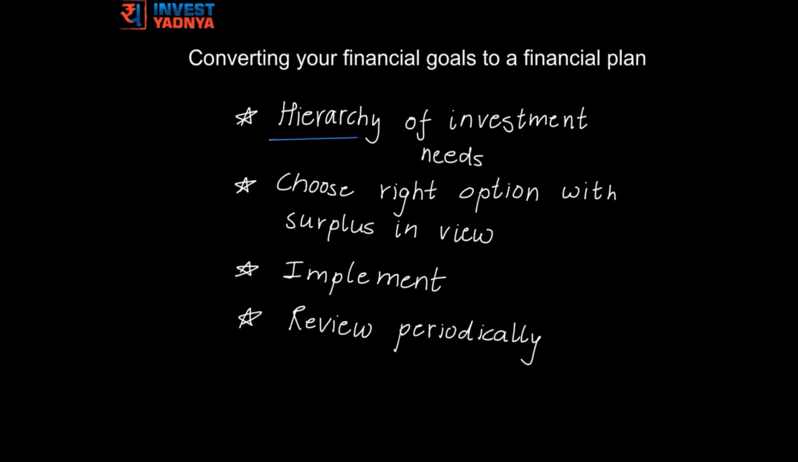So today we have seen the hierarchy of investment needs. We have seen how to choose the right options taking in view your surplus available. The next thing that you need to do is go and implement your plan, and do periodically review your plan whether your investments are giving you returns as required. You could keep an eye on a quarterly basis, but don't be in a hurry to immediately change your investments. Take that decision only if your investments are off track for 3+ quarters.